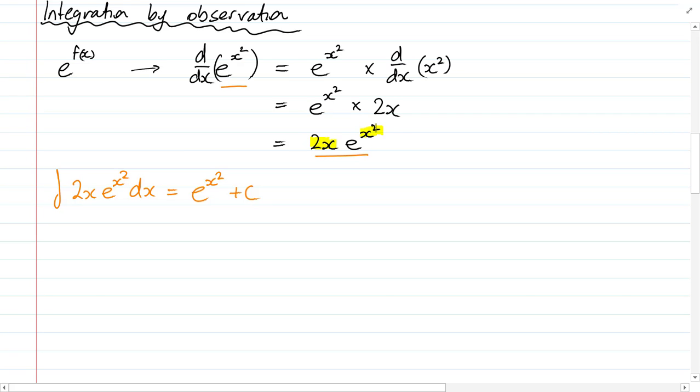This and this term are related. The 2x is our f dash of x, and the x squared is our f of x. So now we're dealing with a situation where inside the exponential, inside that big overarching function, e to the x squared, we have a function. And on the outside, it's just a multiply, we have the derivative of that inside function. And if we have those two key components, then we can integrate this by observation.